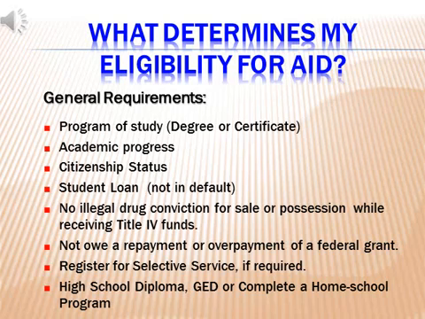No illegal drug conviction for sale or possession while receiving Title IV funds. Not owe a repayment or overpayment of a federal grant. Selective service if required. And high school, GED, or complete a homeschool program.